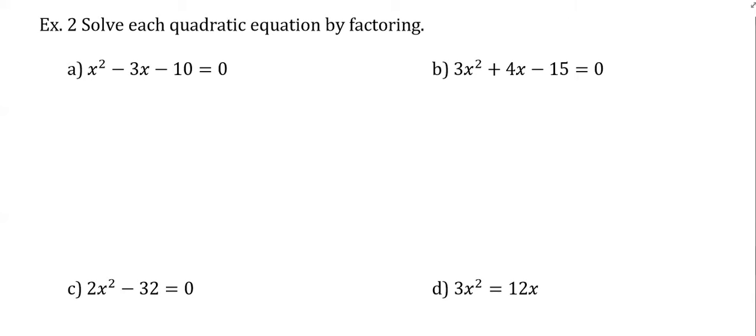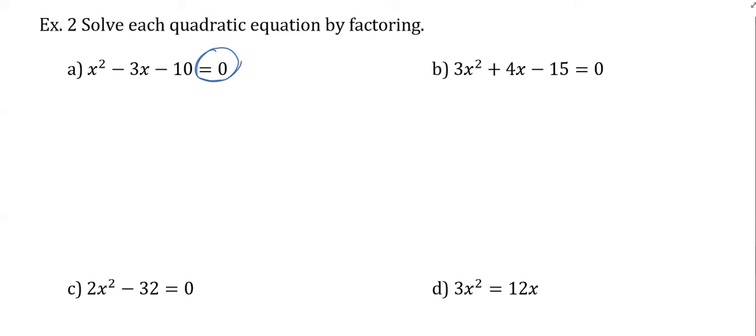Can we factor this? What kind of factoring question is it? And don't forget, it's always got to equal 0. But these first 4, actually, they don't all. The first 3 do. It equals 0, so we're good. What kind of factoring? Simple trinomial. It's got 3 terms, so it's a trinomial, and it's simple because it's 1x squared.